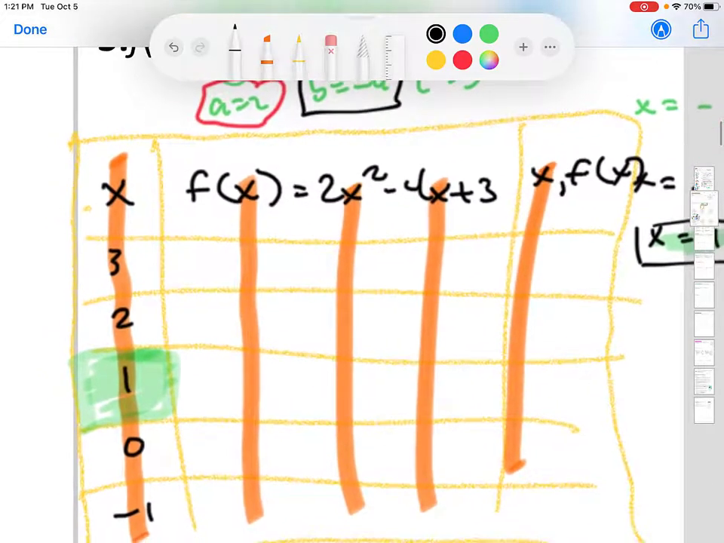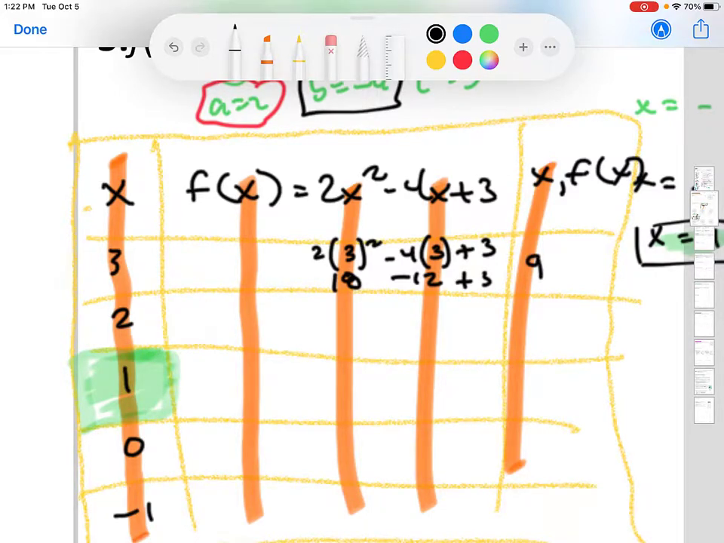So let's go ahead and do this one. So 3, so 2 times 3 squared minus 4 times 3 plus 3. Remember, do not do 2 times 3. Why? Because you see it and you're tempted, but order of operations tells you the rules. So that's really 3 squared, which is 9. 9 times 2 is 18. Negative 4 times 3 is negative 12 plus 3. So I have 18 minus 12 is 6. 6 plus 3 is 9, our answer.